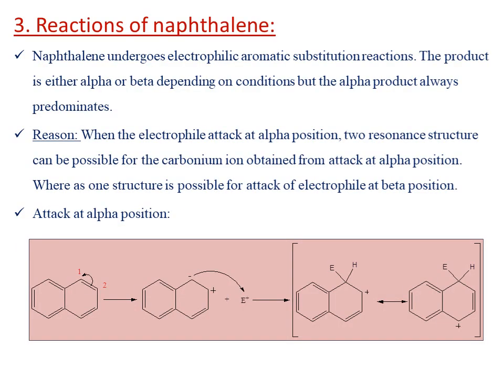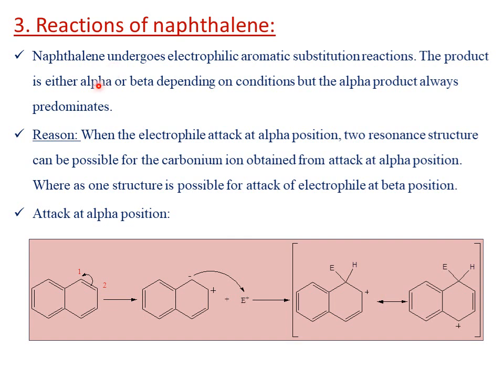Coming to the reactions of naphthalene: because of its aromatic character, naphthalene also undergoes electrophilic aromatic substitution reactions. Like benzene, it undergoes EAS reactions. But we must remember the predominant position of attack by the electrophile. The product may be either alpha or beta. Among these two positions, the predominant position is always alpha.